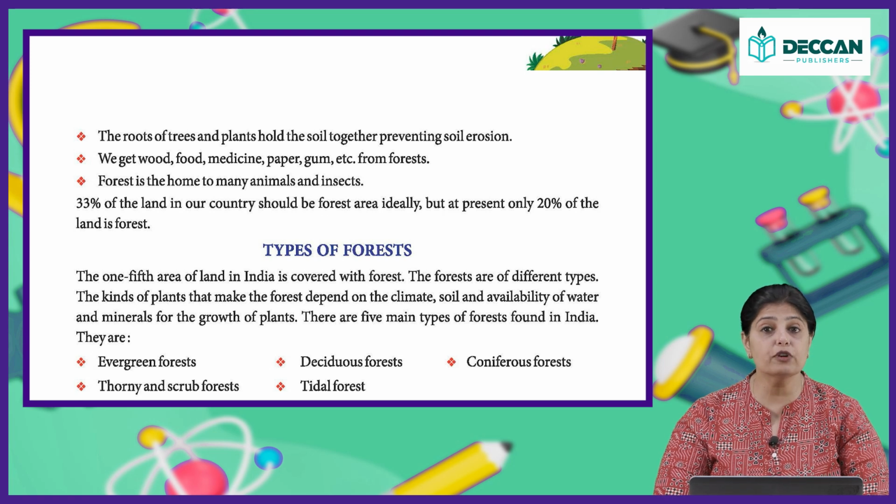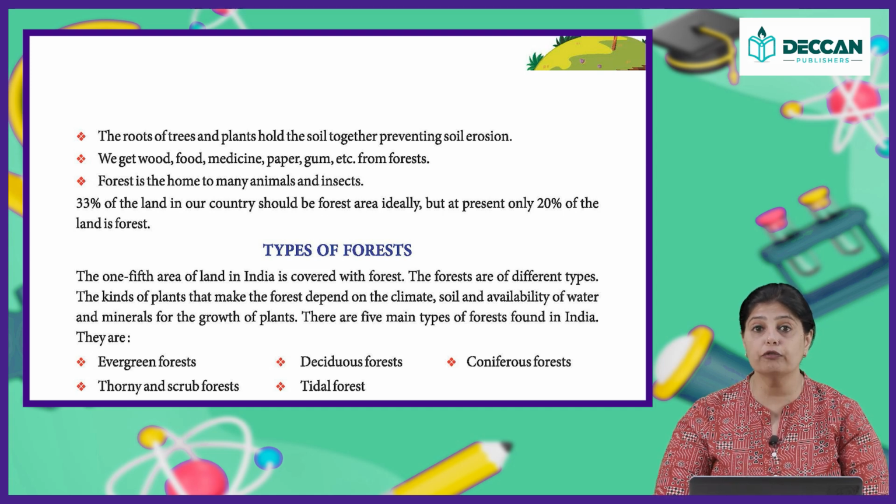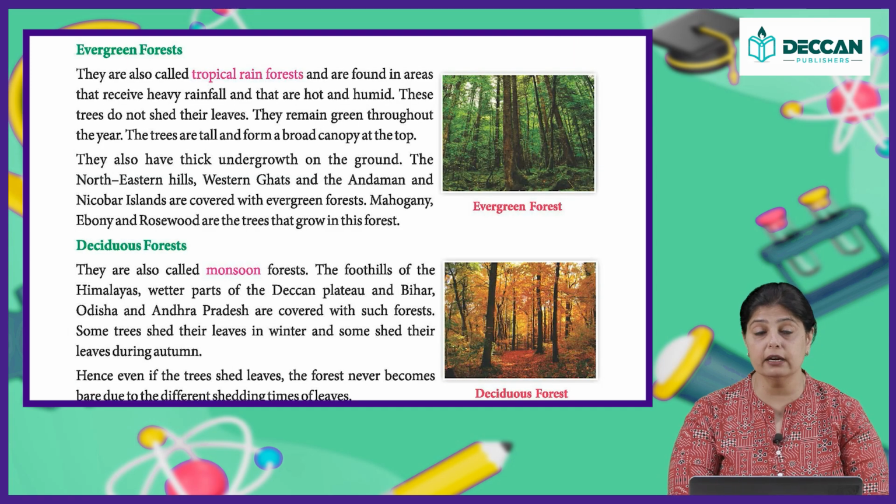So, what are the different types of forest? The 1/5 area of land in India is covered with forest. The forests are of different types. The kinds of plants that make the forest depend on the climate, soil and availability of water and minerals for the growth of plants. There are 5 main types of forest found in India. They are evergreen forest, deciduous forest, coniferous forest, thorny and scrub forest and tidal forest. So, 1/5 of the land of India is covered with forest.